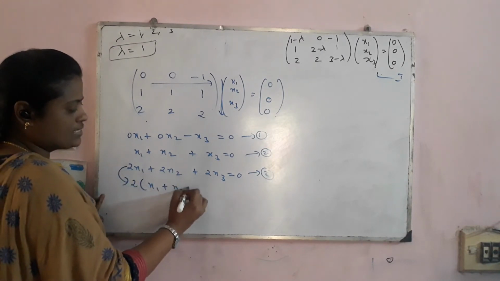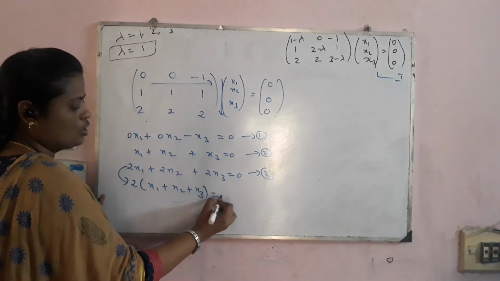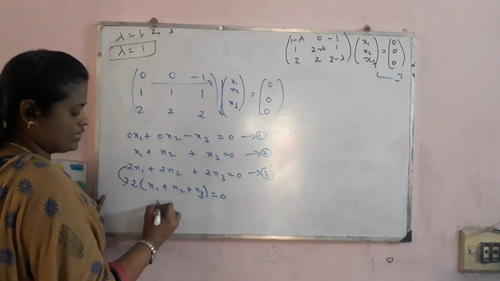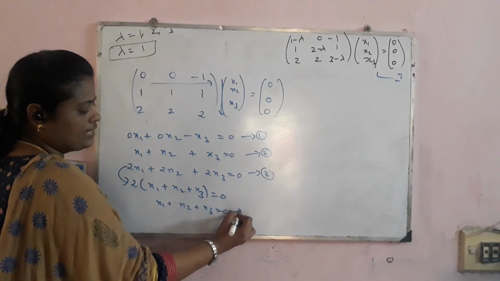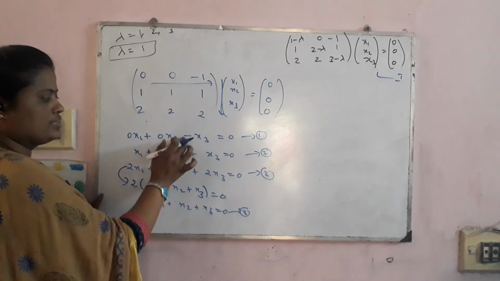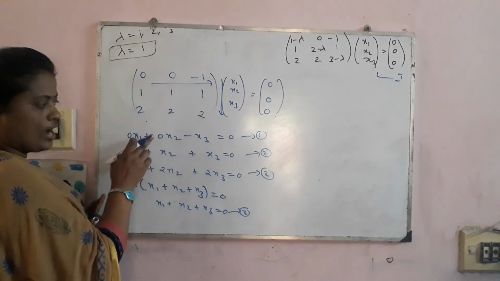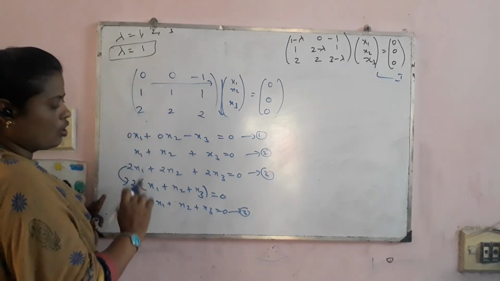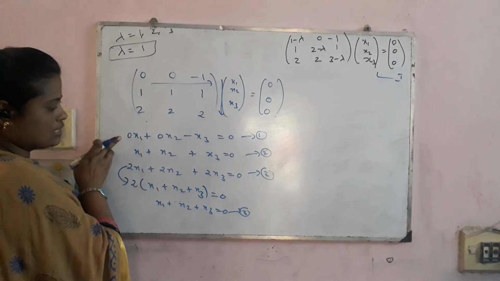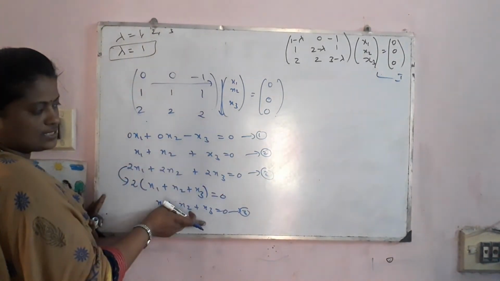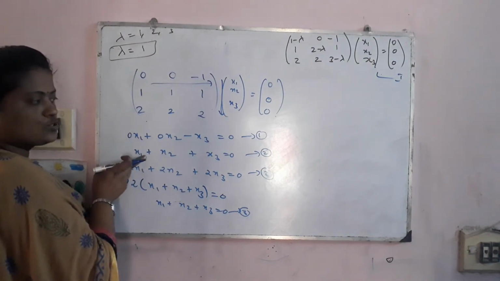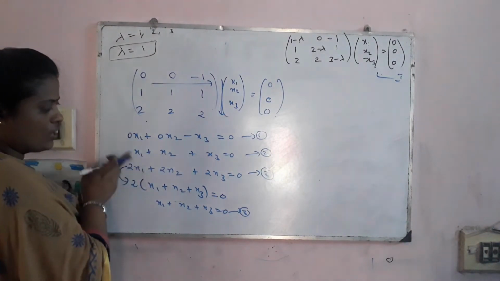x1 plus x2 plus x3 equal to 0. So 0 by 2 is 0. So x1 plus x2 plus x3 equal to 0. So anyway, again the third equation and the second equation are same. That's why you are going to select equation number 1 and 2, because these 2 things are same. But equation number 1 and 2 are different, or otherwise 1 and 3 are different.